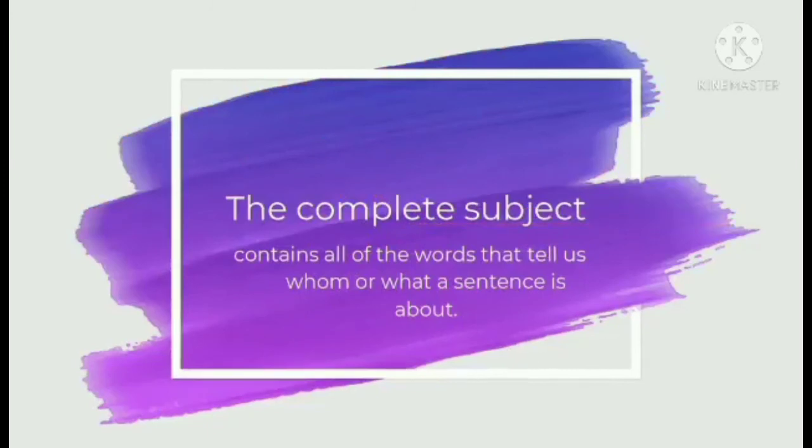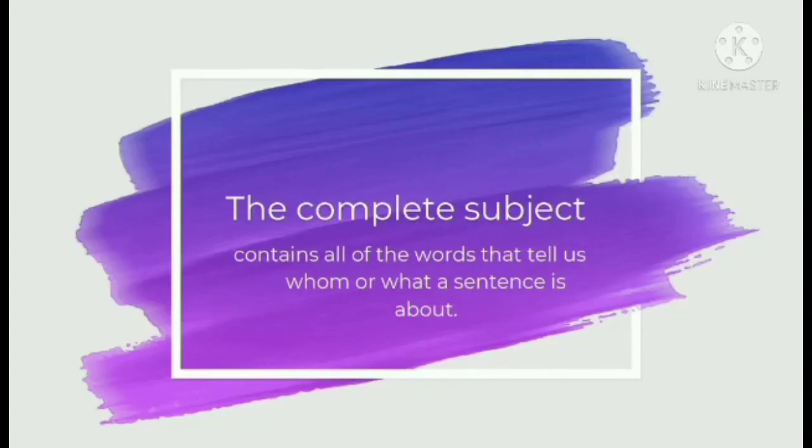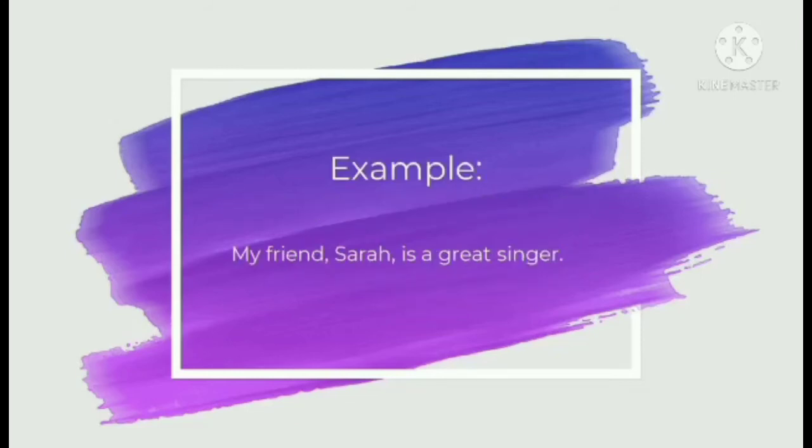Next slide is the complete subject. So a complete subject is the simple subject, the main word or words in the subject, along with any of the modifiers that describe the subject. So for example, my friend Sarah is a great singer. So therefore, the complete subject there is my friend Sarah, because it answers the question, who is a great singer?